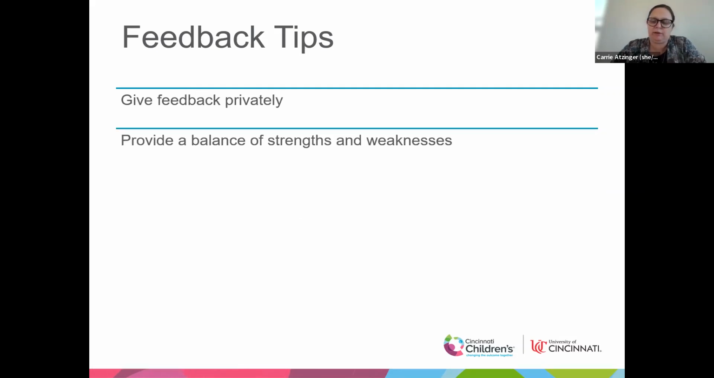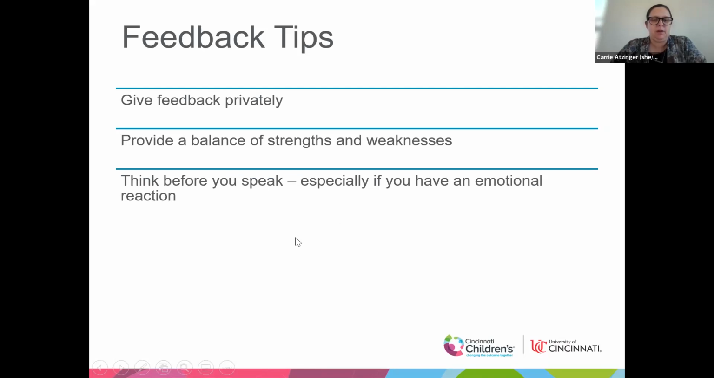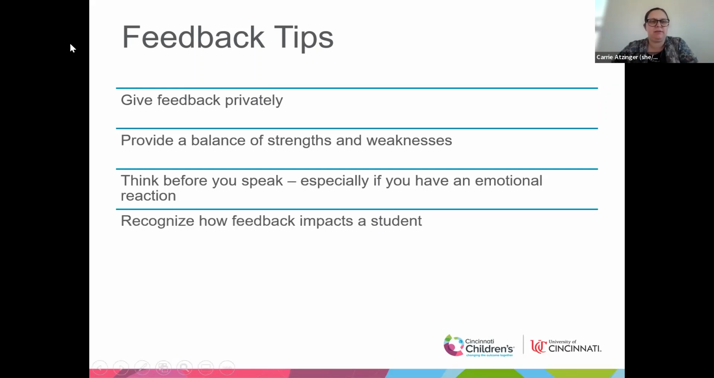Providing balance, so we're going to talk about different ways to balance both strengths, things people are doing well, and weaknesses, areas to work on. Think before you speak, especially if you have an emotional reaction. So this is just, again, remembering that even as teachers or instructors or supervisors, we're all still human and can have emotional reactions to things, and making sure you're thinking about what is the learning that you want to come out of a particular situation, and how do you address that. Recognize how the feedback impacts a student and be willing to talk about that.